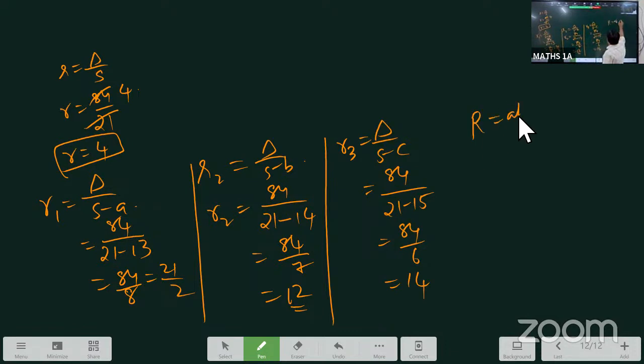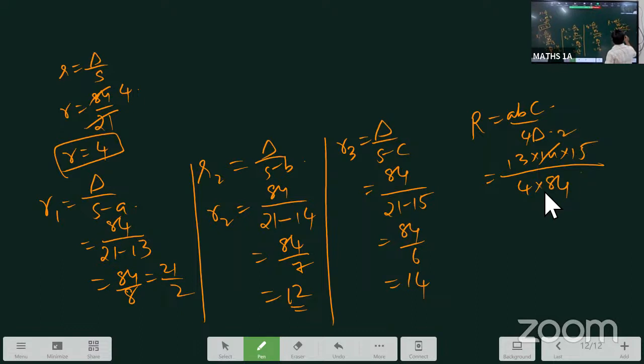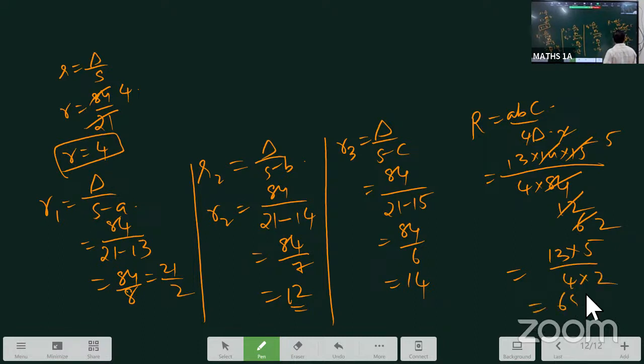Next, capital R. What is the capital R formula? ABC by 4 delta. What is A? 13, 14 into 15 by 4 into delta, which is 84. 7 2s are 14, 7 12 times. Correct? No, 12 7s are 84. Next, 2 1s are 2, 6 are 3 5s are 15, 3 2s are 6. So 13 into 5 by 8, that is 65 by 8. This is your capital R.